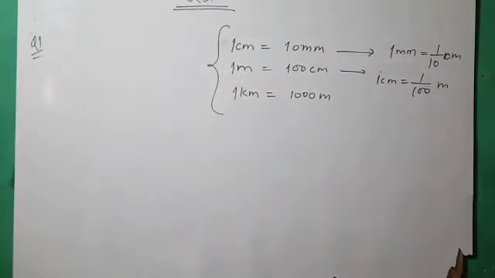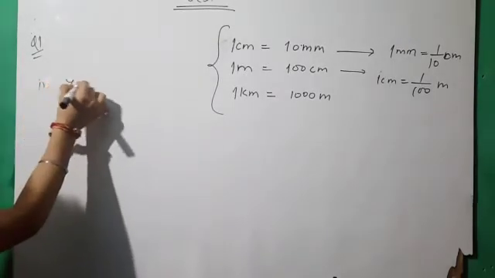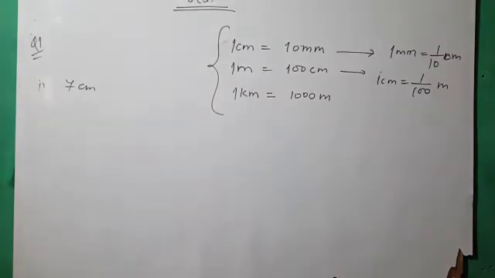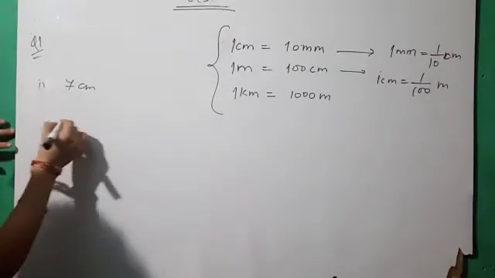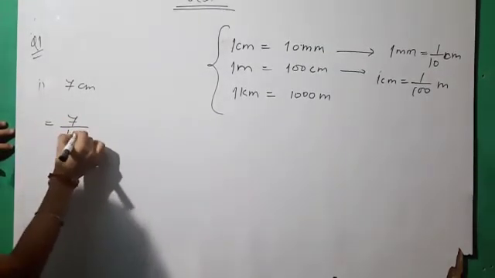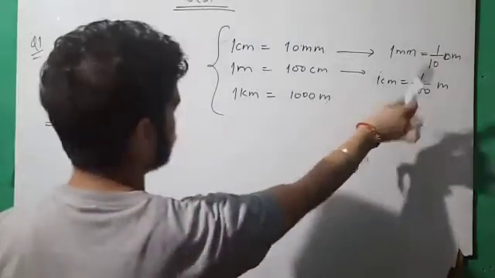Okay. Question number third, first part, 7 centimeter. We have to convert 7 centimeter into meter. So we just divide it by 100, because we know 1 centimeter equals 1 by 100 meter.